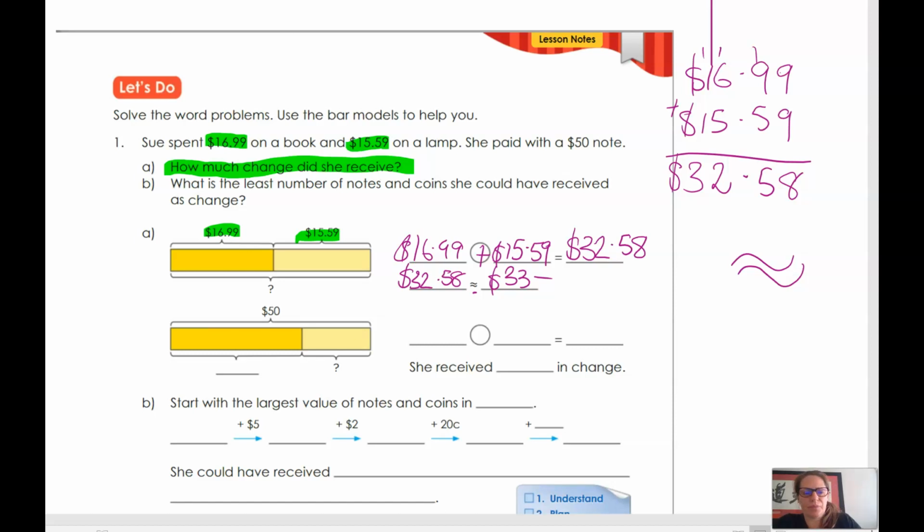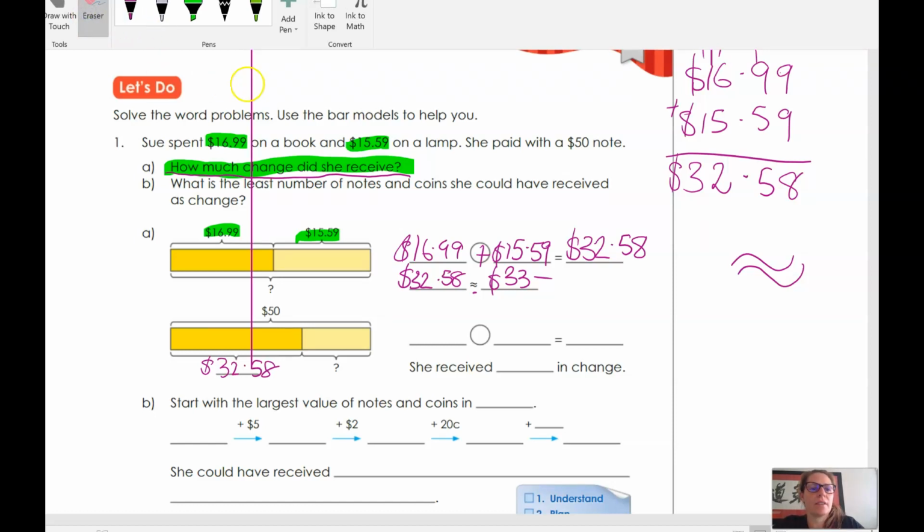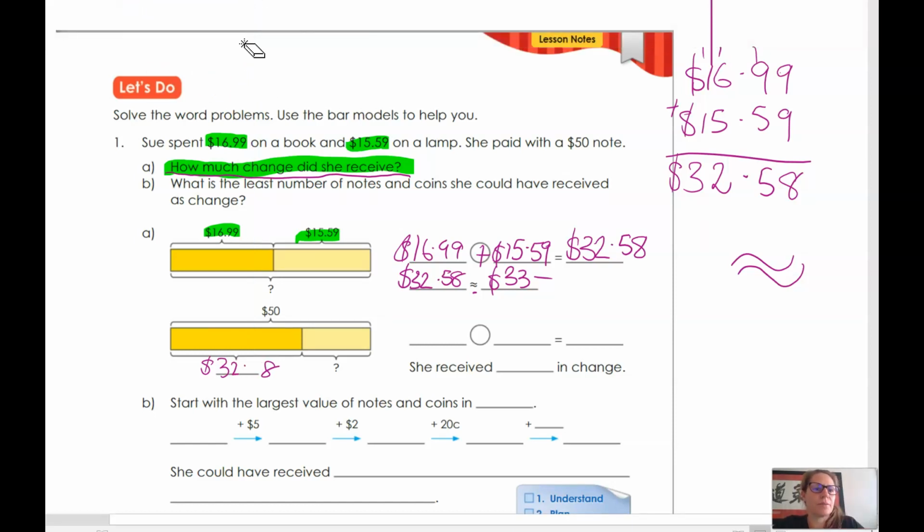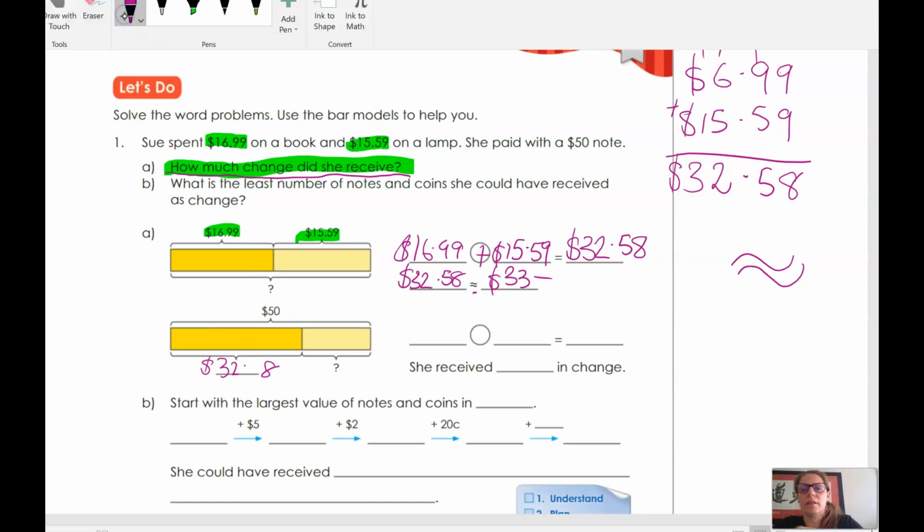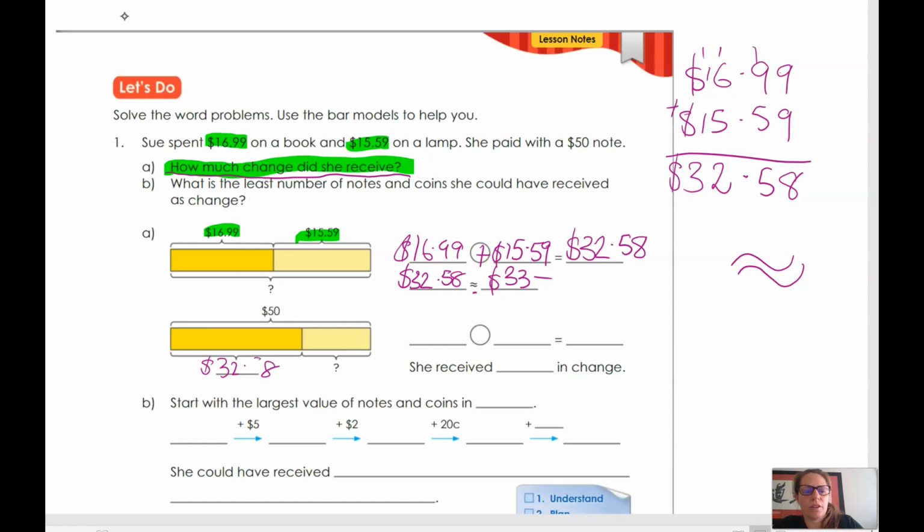But anyway, so next thing we have to do is we still need to find out how much change she received. Okay, so there's the $50, and in here we know that she spent how much? She spent $32.58. Okay, doesn't that drive you nuts? All right, fixed. Might as well fix this one here. So $32.58. Now I know why they put the 33.